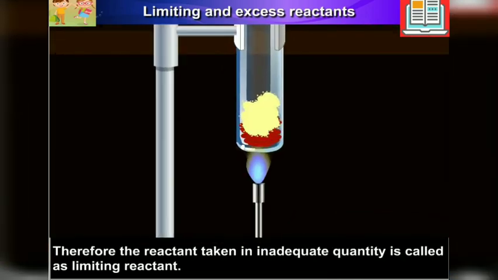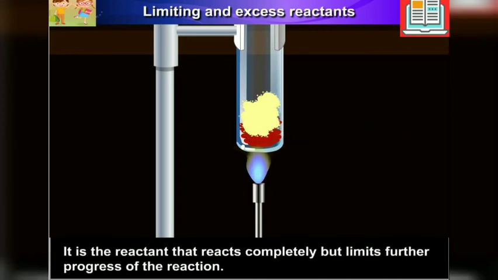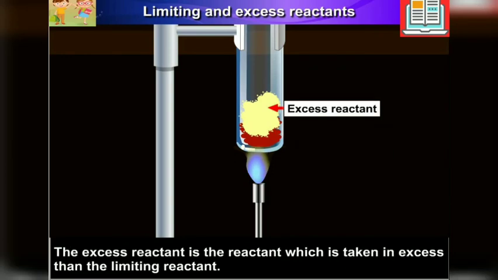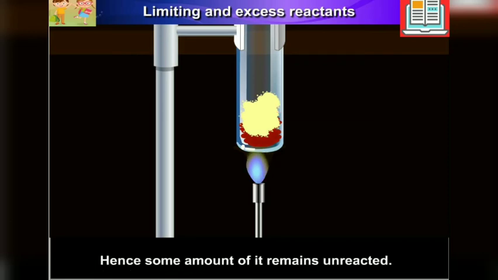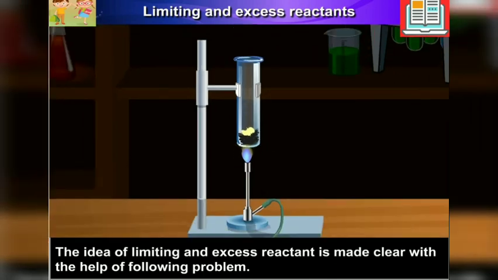Therefore, the reactant taken in inadequate quantity is called the limiting reactant. It is the reactant that reacts completely, but limits further progress of the reaction. The excess reactant is the reactant which is taken in excess than the limiting reactant. Hence, some amount of it remains unreacted. The idea of limiting and excess reactant is made clear with the help of the following problem.